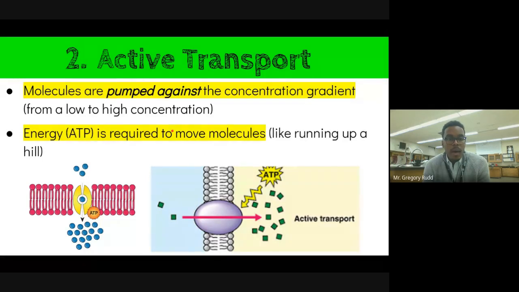We need energy to pump molecules against their concentration gradient, from low concentration to high concentration. And the energy that we're talking about is, of course, called ATP. At this point, the ATP has come up in several places throughout our course, but it is cellular energy, okay?